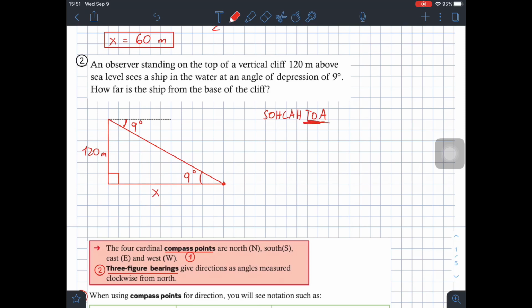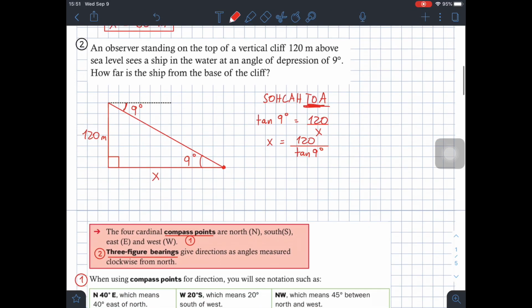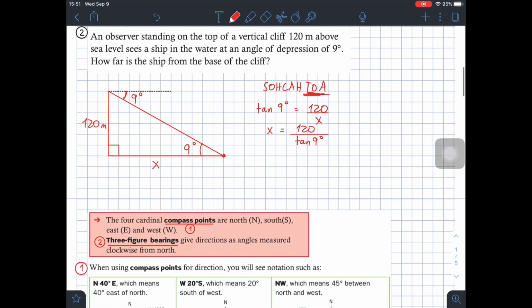Opposite over adjacent. So I'm going to write tangent of 9 degrees is equal to opposite, which is 120, divided by x, which is what we're looking for. So x is equal to 120 divided by tangent of 9 degrees. In this case, we will have to use a calculator. We cannot use our hand to do the trick because 9 degrees is not a special angle, right? So if we use a calculator, remember your calculator must be set up in degrees. So you plug in the information, 120 divided by tangent of 9, and you will get the result.